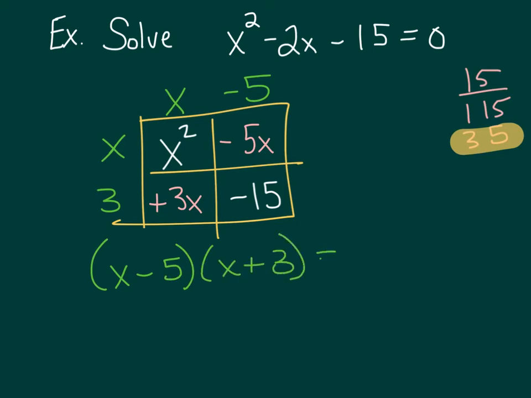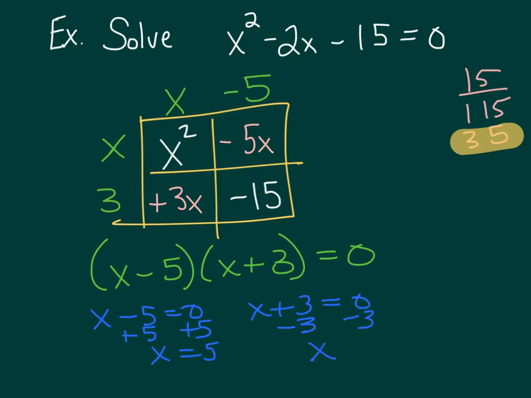However, I'm not done because this is all equal to 0. So then what you're going to do is take each set of parentheses and set it equal to 0. So x minus 5 equals 0, x plus 3 equals 0, and solve for x. Over here, you're adding 5 to both sides, so x equals 5. And here you're subtracting 3 from both sides, so x equals negative 3. So my two answers, or the two solutions, are x equals 5 and x equals negative 3.